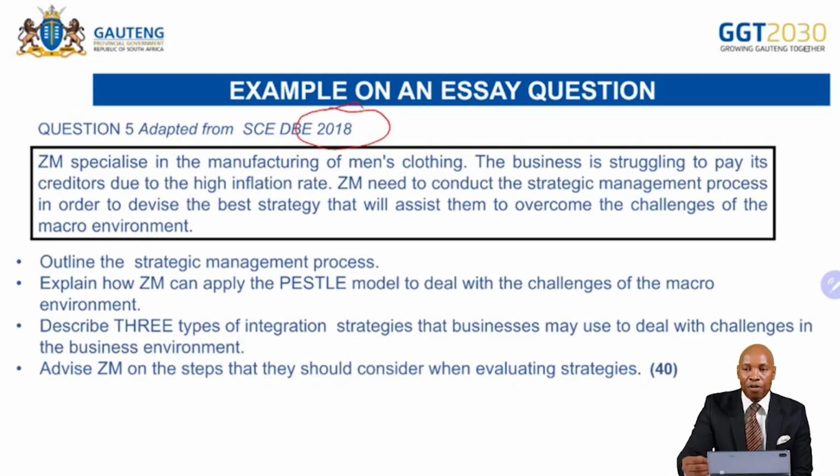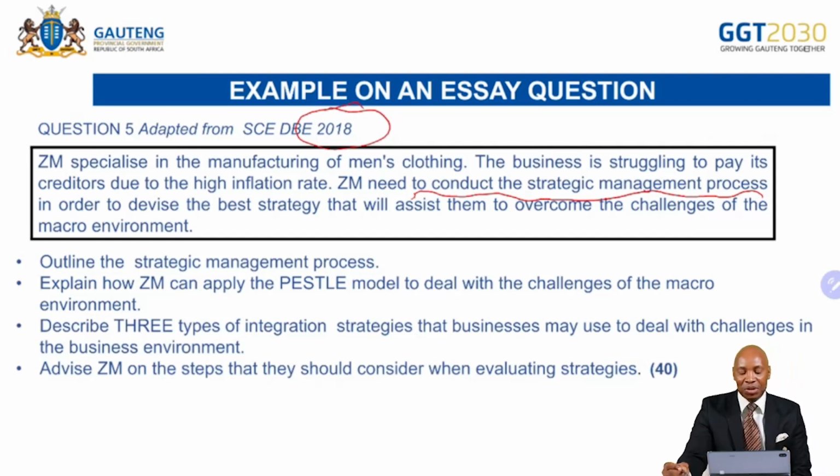What are the 4 sub-questions in our essay? Now let's read the preamble together. ZM specializes in manufacturing of men's clothing. The business is struggling to pay its creditors due to high inflation rate. ZM needs to conduct the strategic management process.